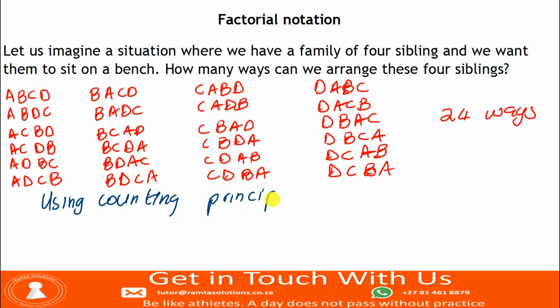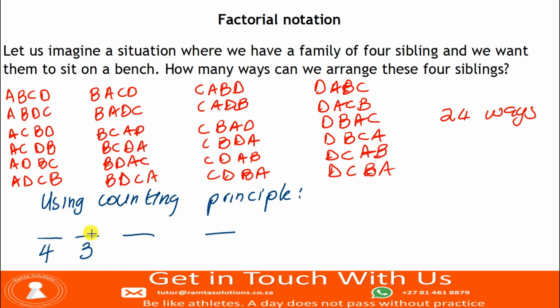So using the counting principle, there are 4 siblings. For the first seat, we say all of you stand up, it's 4. So we have 4 to choose from for the first seat. And then one of them sits. When one of them sits, we are left with 3 for the second place. And then we choose one of the 3.